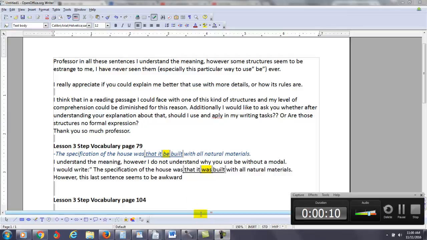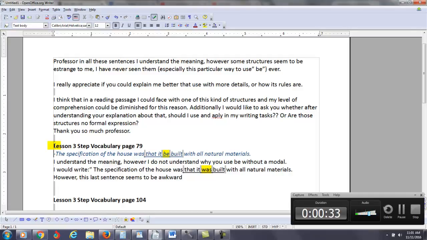Yeah, hi there. These comments are for Raphael, and you have some grammar questions. I think these questions are important because both in writing and speaking for TOEFL, the grammar that you're asking me about is important for you to use. So let's take a look at page 79 in the vocabulary.